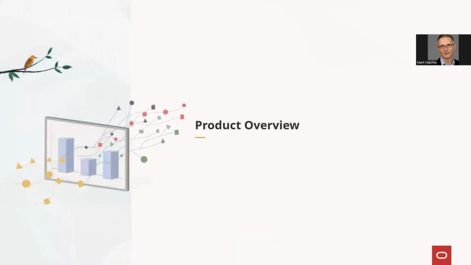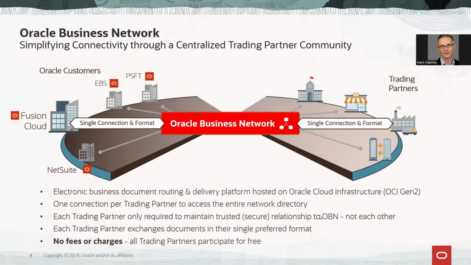So with that, what I'll do now is walk through a brief overview of Oracle Business Network and how it can be used within your organization. The Oracle Business Network is an electronic business document messaging platform, so that you can use it to exchange documents between yourselves and the trading partners with which you work. OBN functions as a network hub, in the sense that you don't have to go through a process to set up a new connection each time in order to exchange documents with each trading partner.